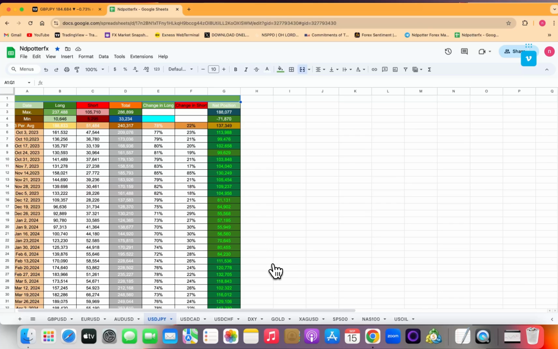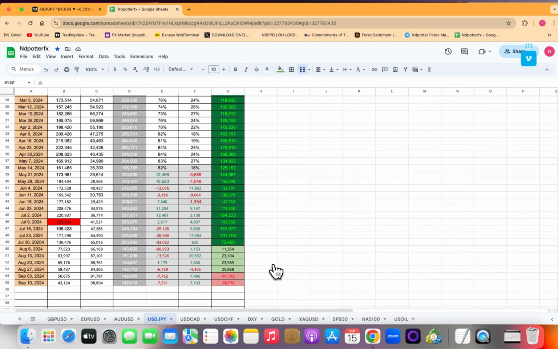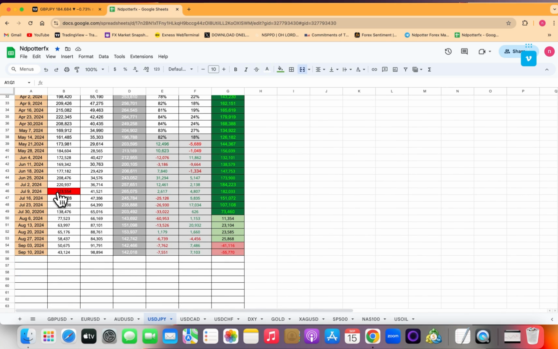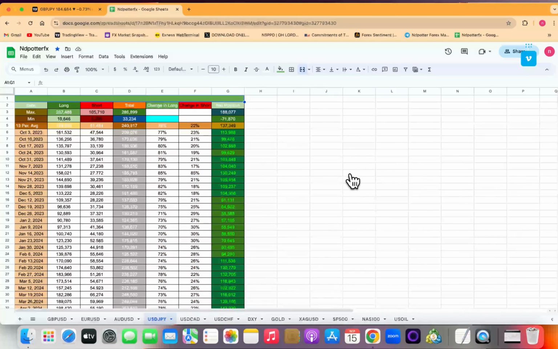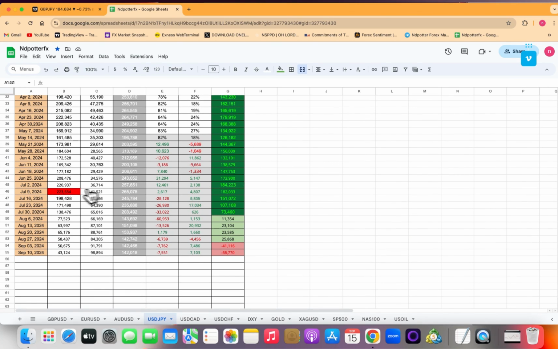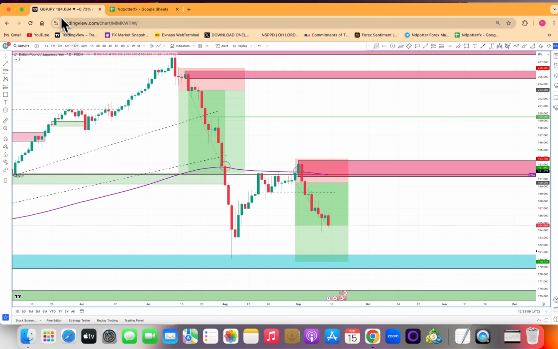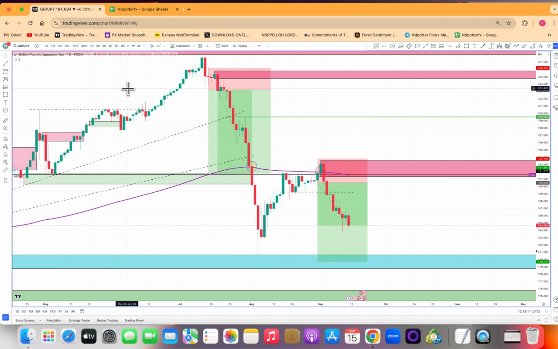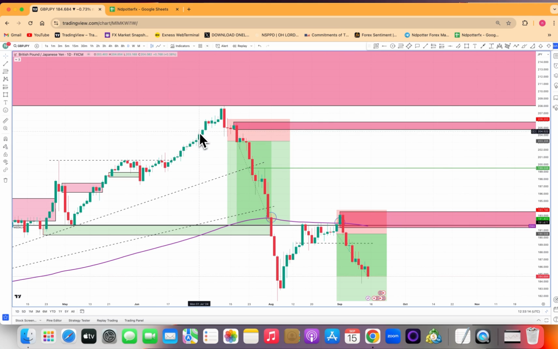So let's now scroll down. Okay, you see when their position size on July 9 got to 223,000, which is close to their maxed out number of 237,000. You can see that they got very close. Let's check July 9. Okay, this is July 9.